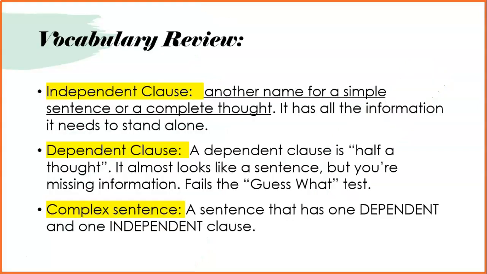As a review, an independent clause is another name for a simple sentence or complete thought. It has all the information that it needs to stand alone. A dependent clause is half a thought. It almost looks like a sentence, but you're missing information. It fails the guess what test. A complex sentence is a sentence that has one dependent and one independent clause.